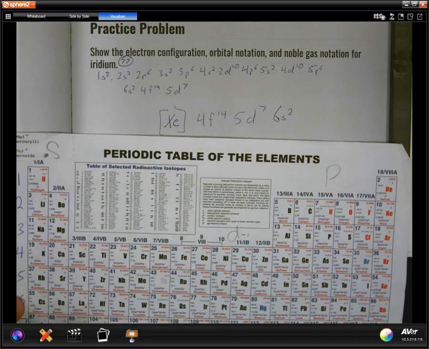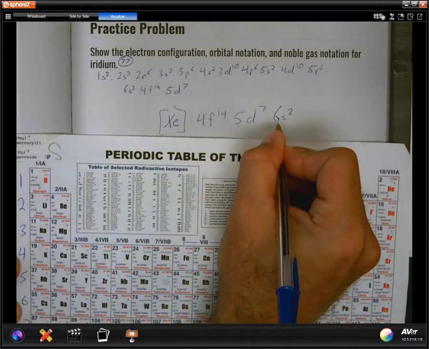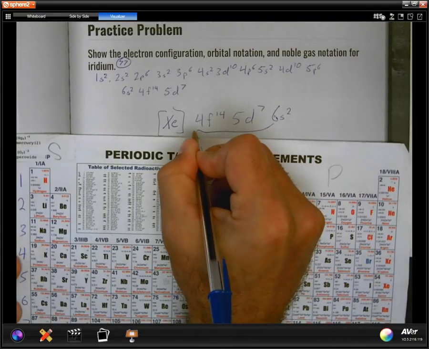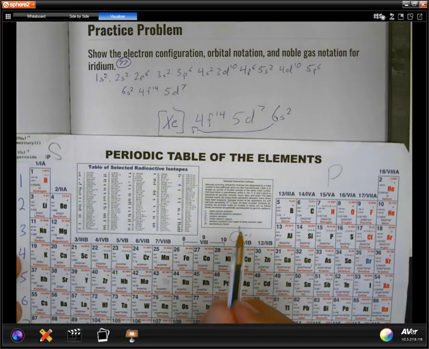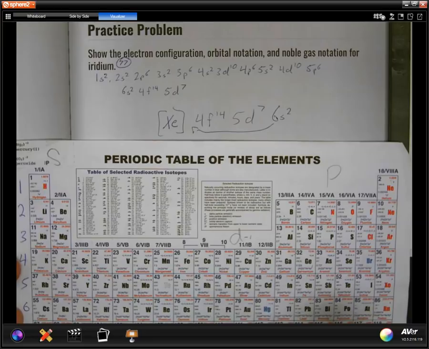After that, I'm going to go to 6s2. Again, your periodic table likes to write it this way. I don't care if this goes here. It doesn't really matter to me. It's all the same. I tend to follow the periodic table. Your periodic table likes to put the numbers first. Whatever you want to do is fine with me.